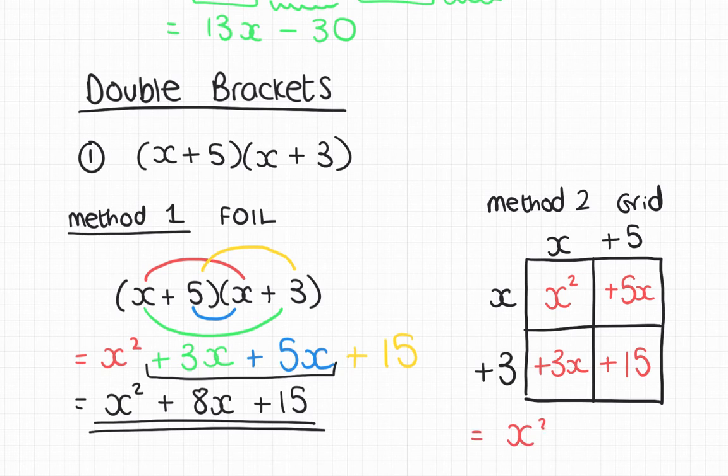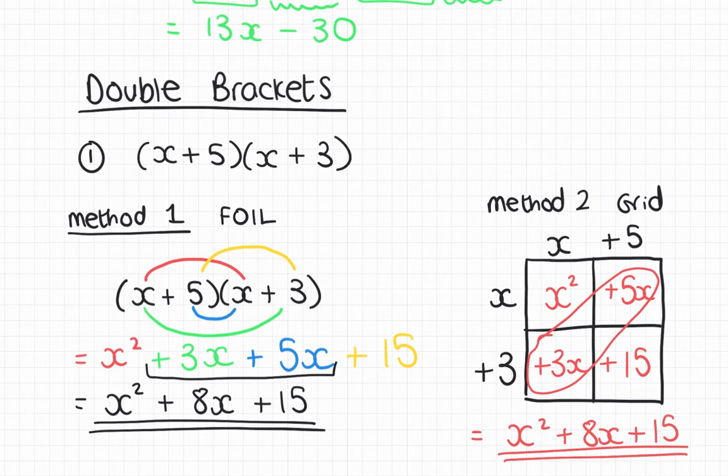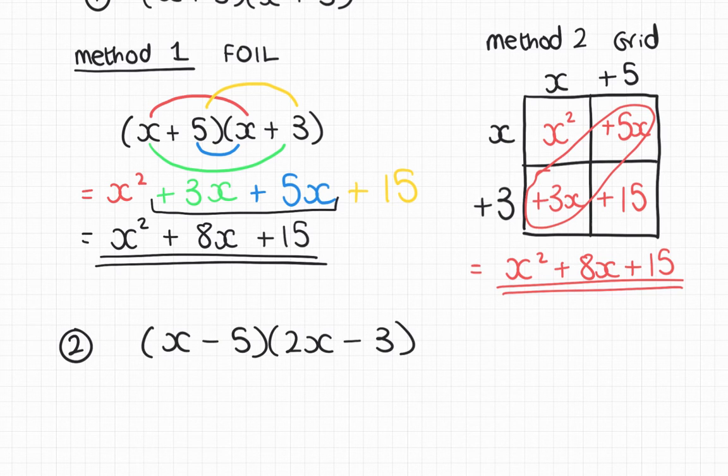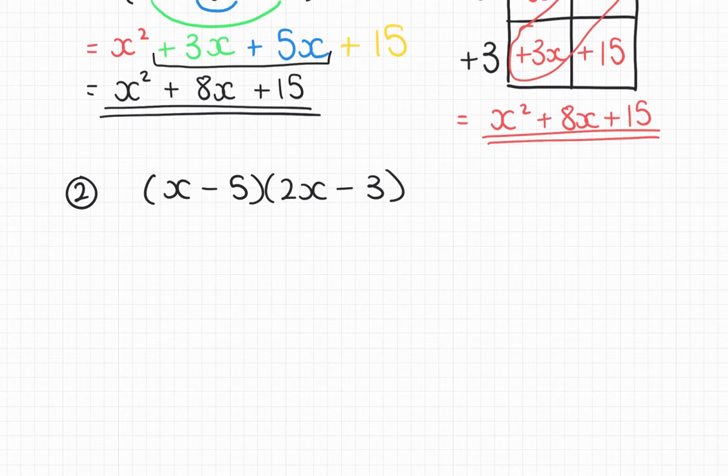I've got x squared. These two I can group together. 5x plus 3x is 8x, plus 15. Brackets are multiplied out. So that was the first example I did. And then I did one other example. The second example we did was to look at x minus 5 times 2x minus 3. And again, I did this both ways just to show everyone how we were doing it.